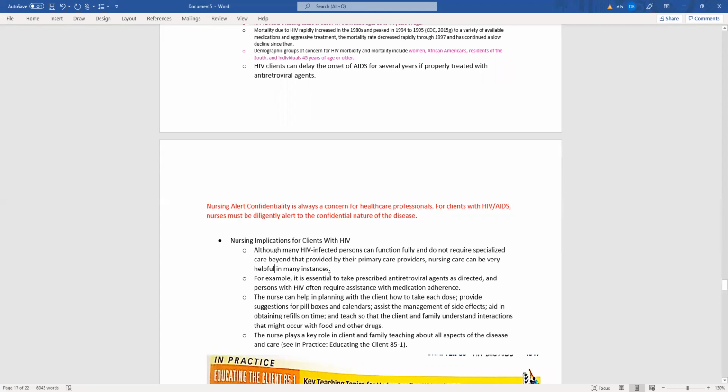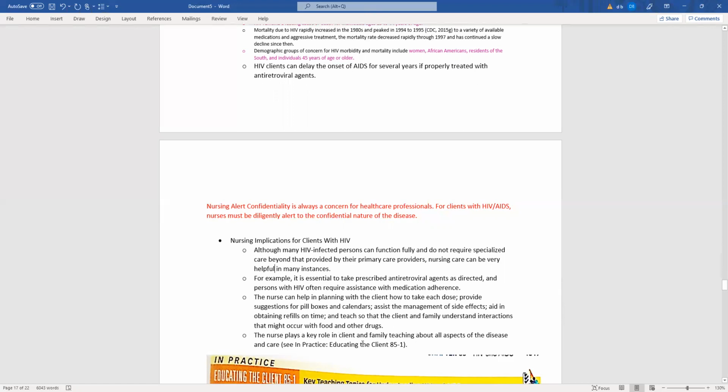For example, it is essential to take prescribed antiretroviral agents as directed, and a person with HIV often requires assistance with med adherence. So we're going to teach them, take your damn medicine, and this is why you should take your medicine. That's our job. The nurse can help in planning with the client on how to take each dose, provide suggestions for pill boxes and calendars, you know, stuff like that. Assist in management of side effects, aid in obtaining refills on time, and teach so that the client and family understand interactions that might occur with food and drugs.